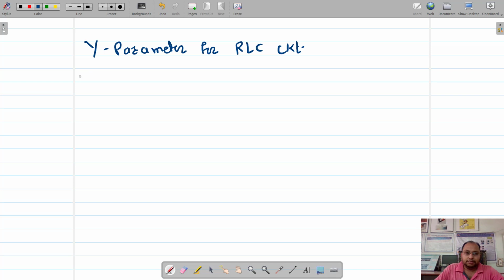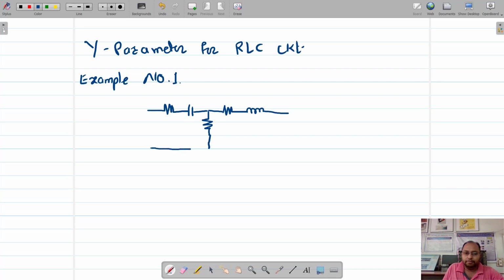So let us take an example first. Example number 1. In this example, let us have one resistor. To this we have connected one capacitor. Then we'll take a simple resistor over here. Then we'll have one resistor and then the inductor. For this circuit we are going to apply Y parameters and find out the different Y parameters.